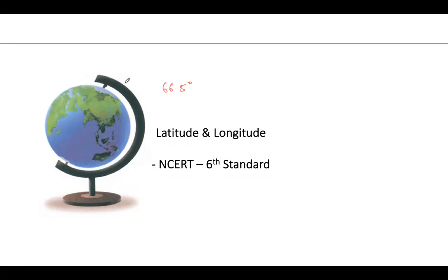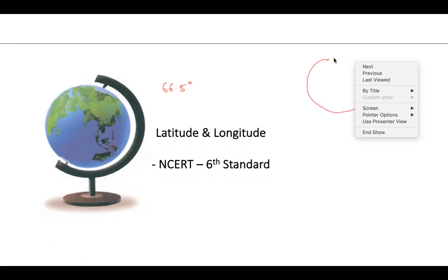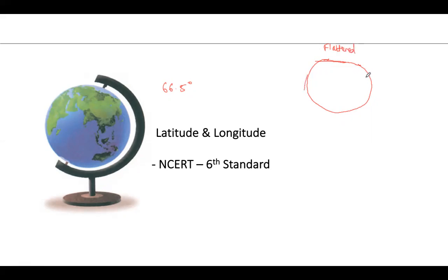And you know what is the shape of the earth? The earth is not actually circular. It is like a geoid shape. And at the top, it will be flattened, and here at the side, it will be bulged. This is the shape of the earth, that is geoid, or we call it the earth shape.